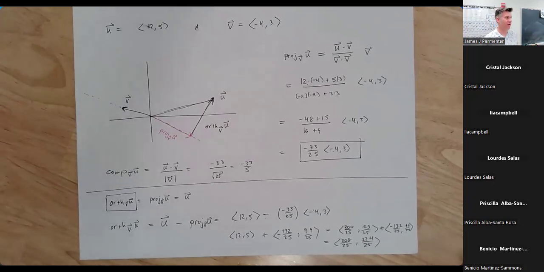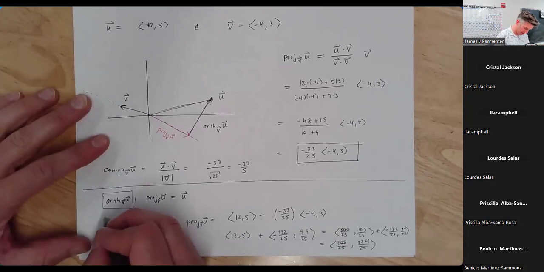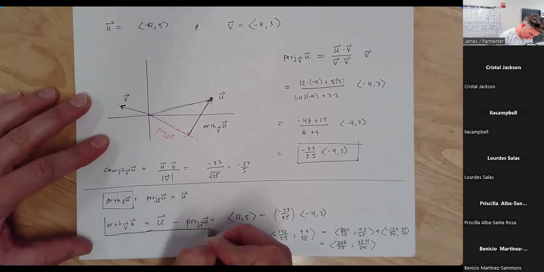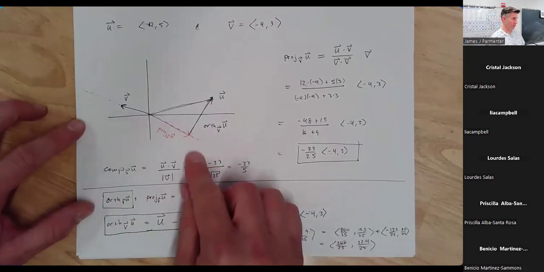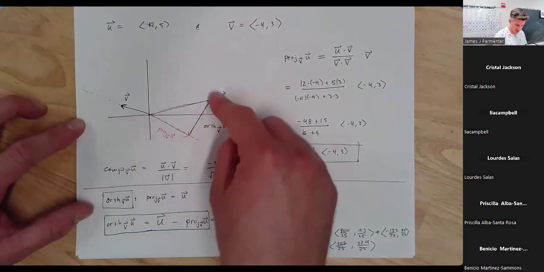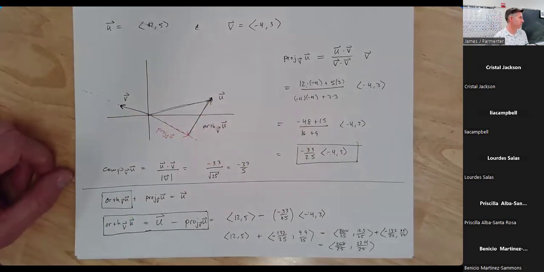Again, the calculation part is not the most important part here. The most important part is knowing that you find it by doing your vector minus the projection. And really the picture is what's helping me do that. If I think about drawing the vector u and drawing the projection, then the orthogonal complement is just the difference between the two.